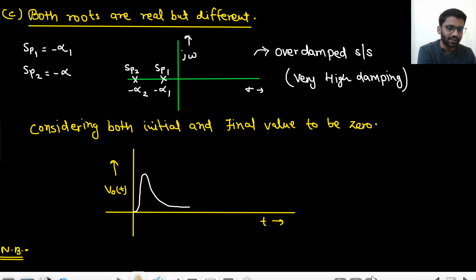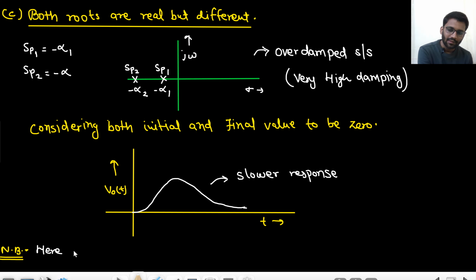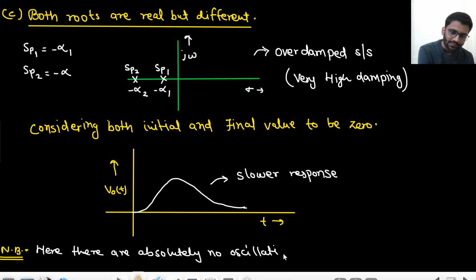In critically damped, you have a response like this, but here you will have a response like this. Okay, I will have to make it look a bit better. So this is the steady state value, going from 0 to 0. You have a slower response. Okay, so this is a slower response. Good. Here there are absolutely no oscillations, but the response is slower.